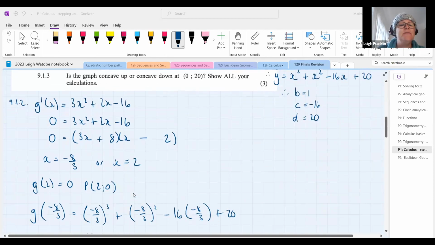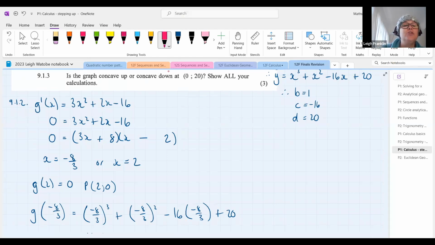Okie doke. So this is out of 5 marks. This is supposed to be one of those sorts of accessible questions that everybody should be able to do. So definitely a mark on the derivative, definitely a mark on making the derivative equal to 0. They often give marks on factors.